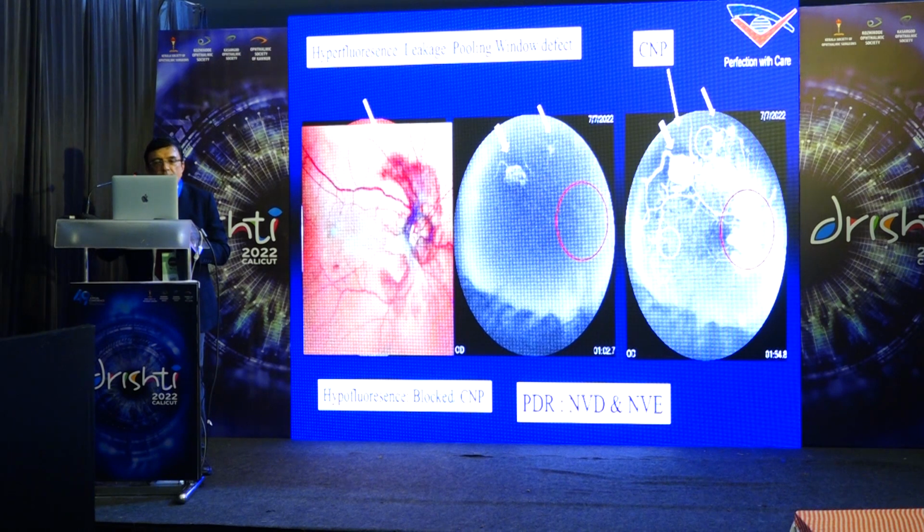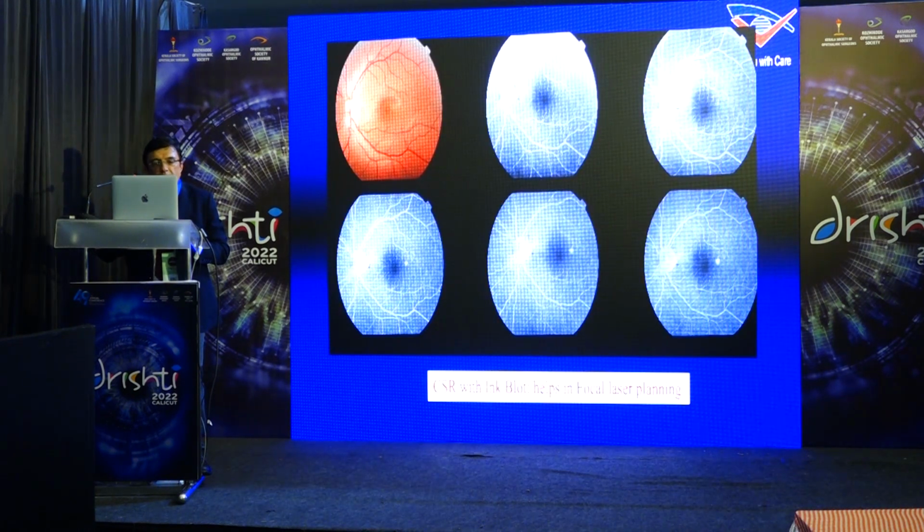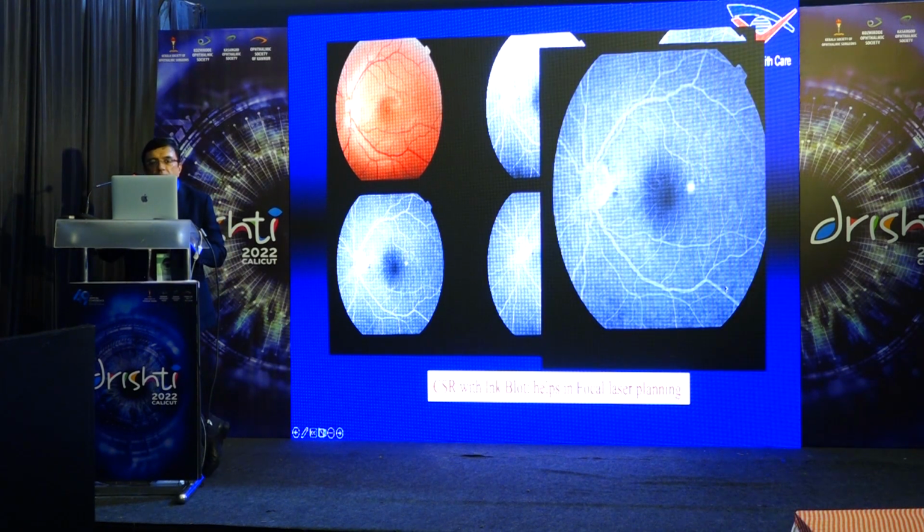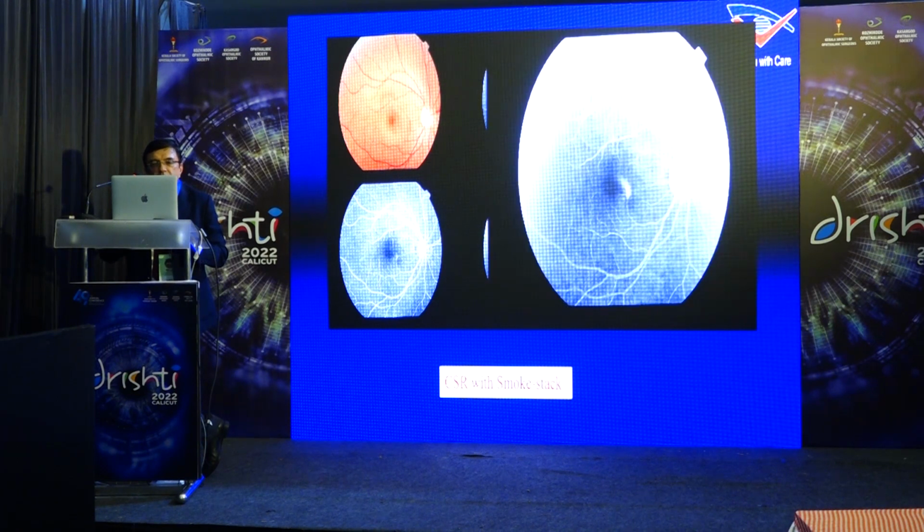This is again to show the same thing of hyperfluorescence from the disc. Now in a CSR, you can have an ink blot sign. So this is an extrafoveal leak, which in the earlier years we used to treat with a focal laser, like a photocoagulation, which we now do with a micropulse laser. This is the lesion, or you can have a smokestack appearance. That means because of the osmotic gradient, you can have a movement of the fluorescein within the neurosensory detachment, but it is in a restricted space.